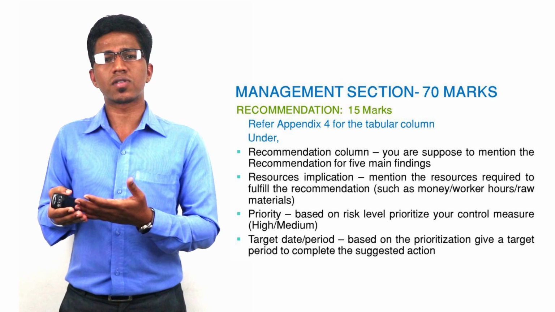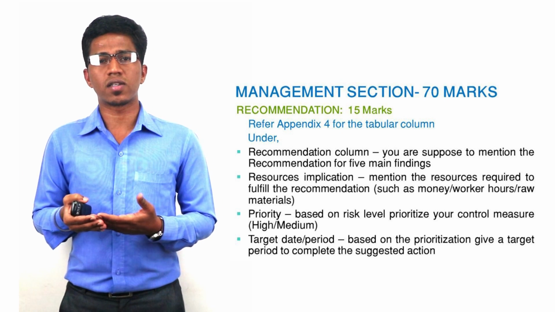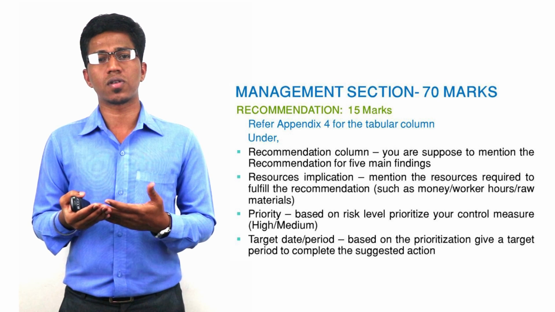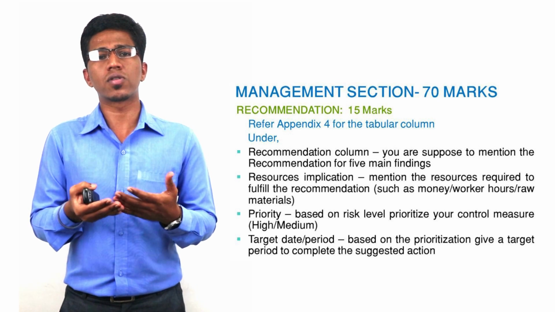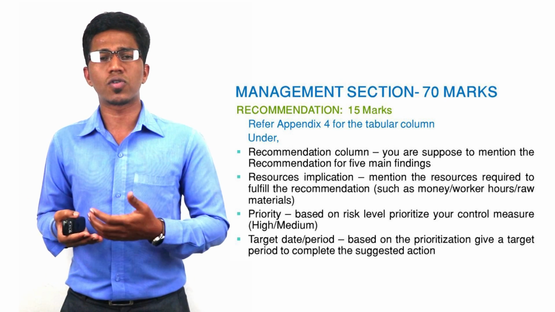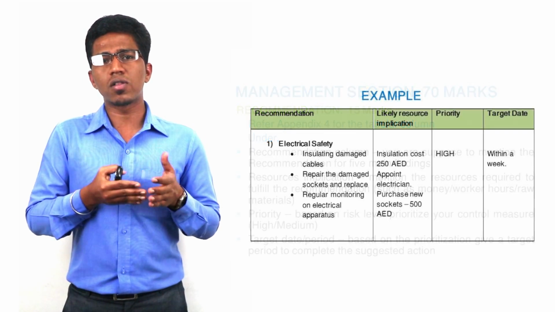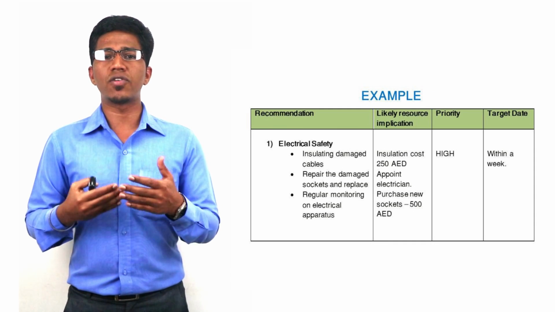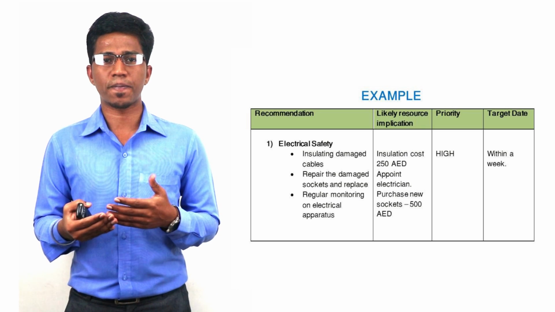The next column is your target period or target date. If it is high priority, I would deal with that case as soon as possible. If it is medium, depending upon the priority, I would take another time period in order to implement that control measure. All the 4 columns are interlinked. Understand the link between these columns and you fulfill this recommendation criteria.